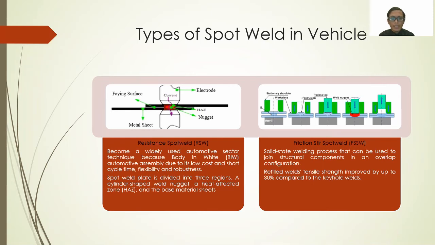A spot weld plate is divided into three regions: a cylinder-shaped weld nugget, a heat affected zone (HAZ), and the base material sheet. The second one is friction stir spot weld (FSSW). FSSW is a solid-state welding process that can be used to join structural components in an overlap configuration. Refill weld tensile strength improved by up to 30% compared to the keyhole weld.